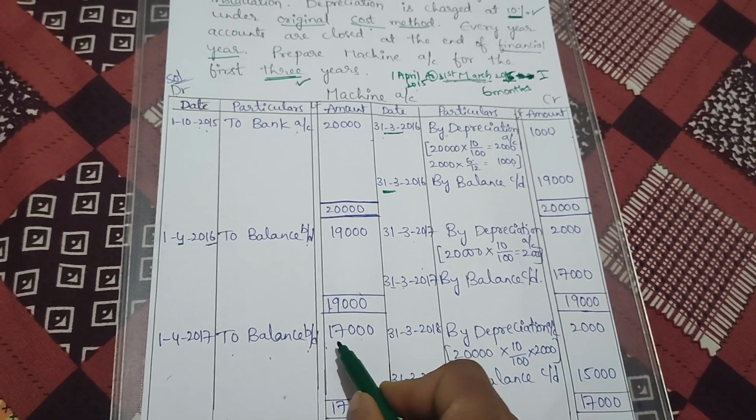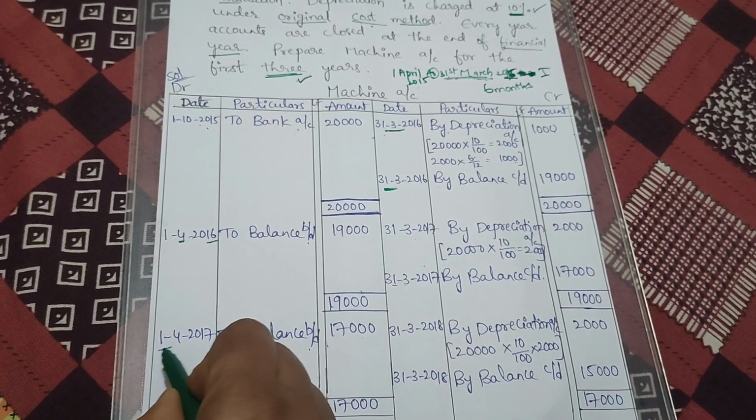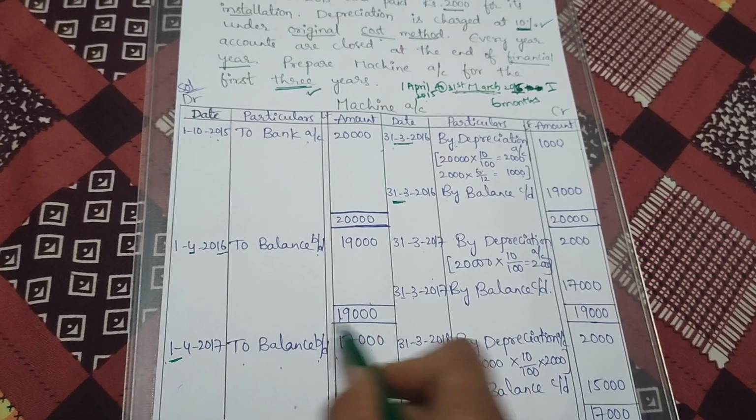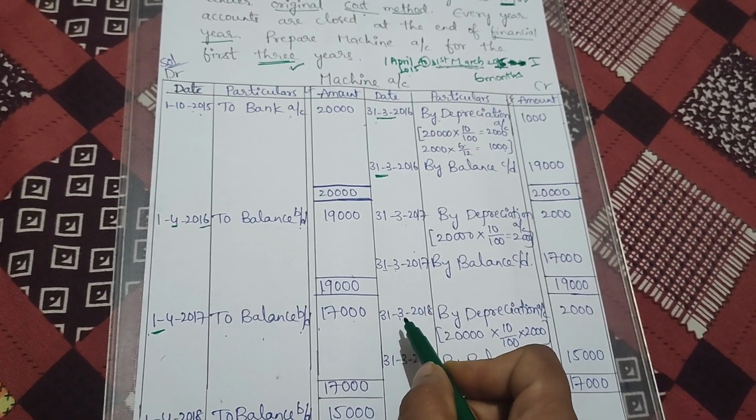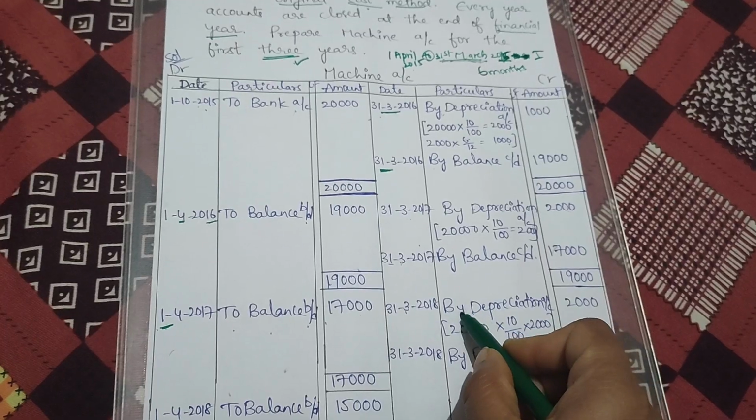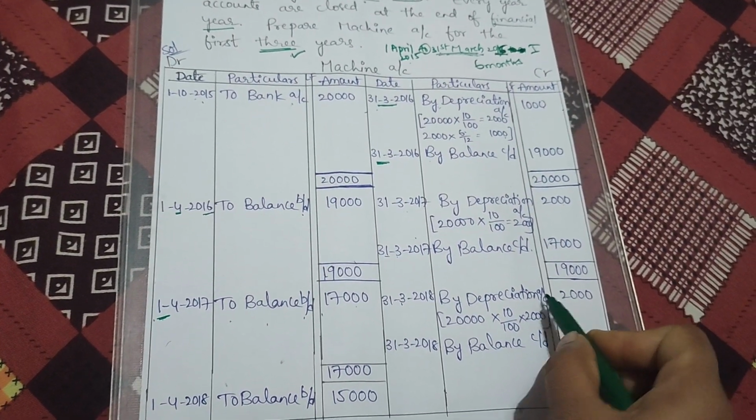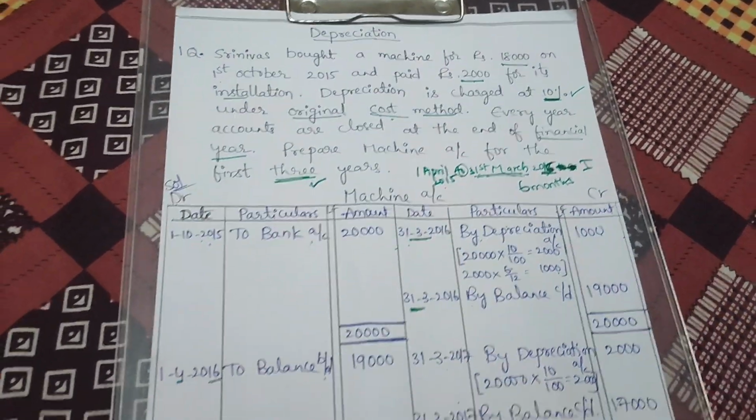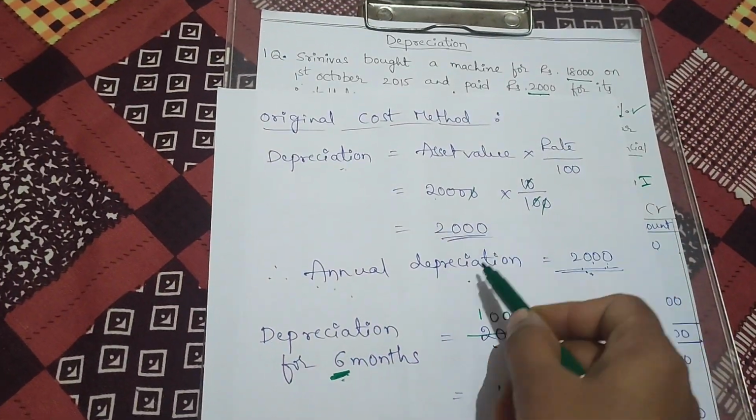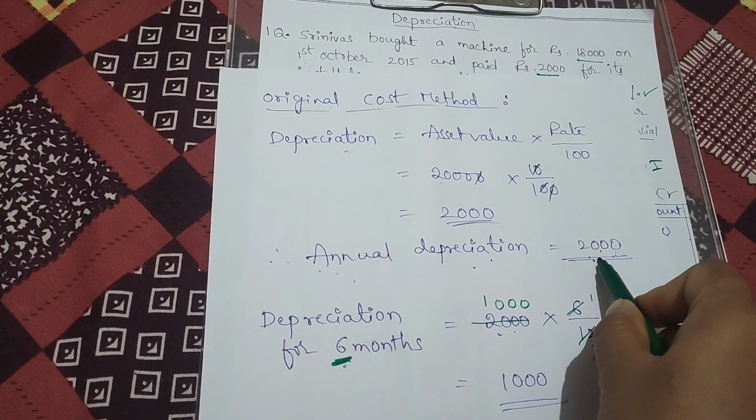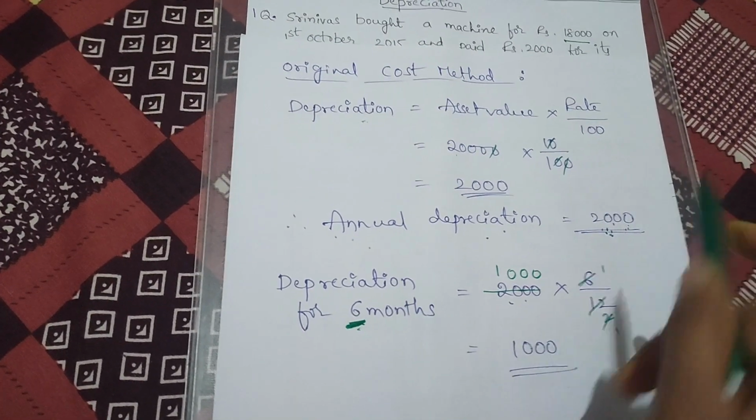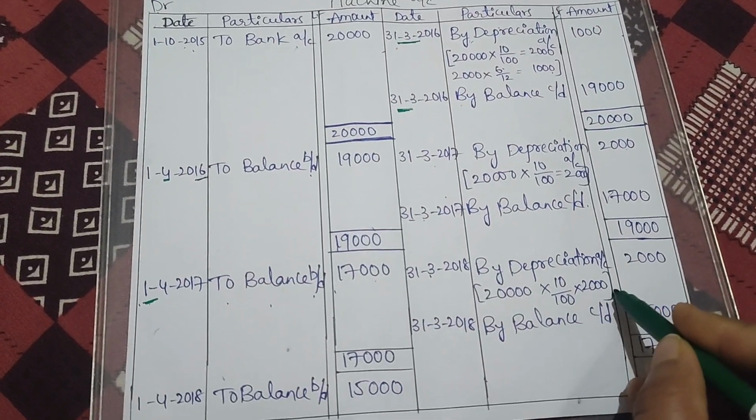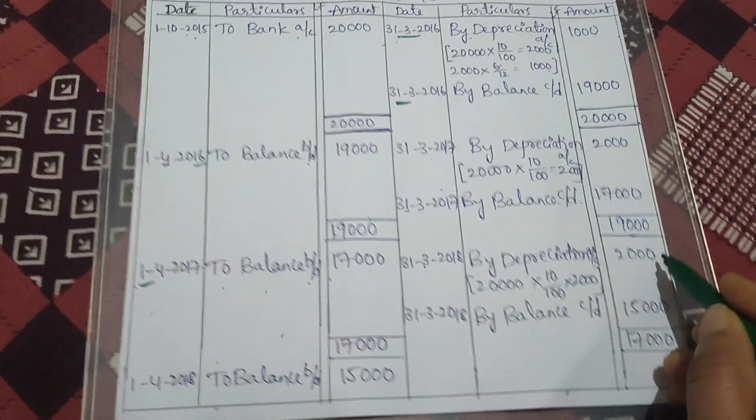And here again in this year the machine is used from 1st April to 31st March. Full 1 year. If you calculate full 1 year, machine is used 12 months. So you write by depreciation account on the closing day. And since this is original cost method, we should take same depreciation what we calculated in the formula. If we use for 12 months, we should take 2000 only. Here I have shown already 2000.